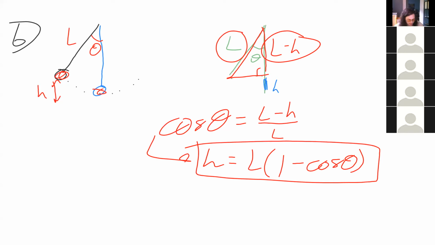And I just skipped a few steps there. But the important thing here is that this gives you a way of tying the length of the string and the angle of the string into a height so that you can then do your conservation of energy, which is hopefully pretty straightforward. And we have some practice doing that.